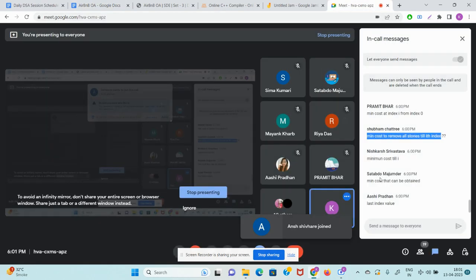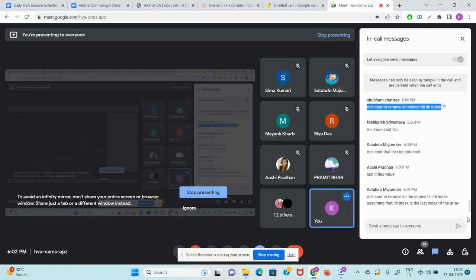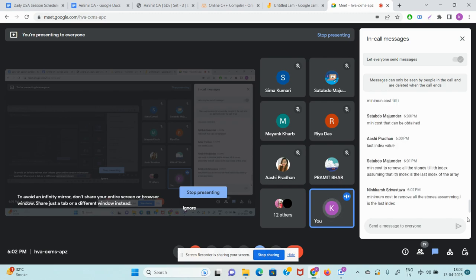What is the meaning of DP of I, guys? Minimum cost to remove all the stones till ith index, assuming that ith index is the last index of the array. Guys, someone write in the chat. What is the meaning of DP of I? Until at least 5 people write, I will not go ahead. Minimum cost to remove all the stones till ith index, assuming that ith index is the last index of the array.